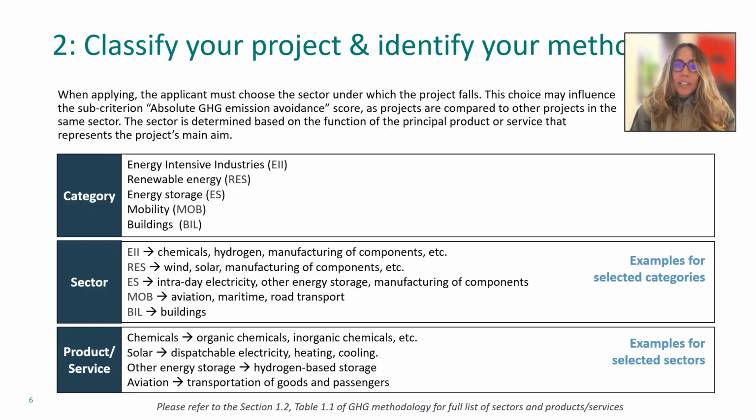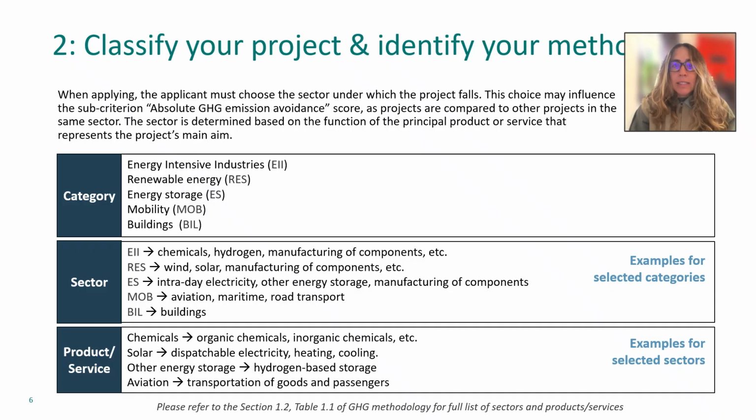So now you have clarity of your project aims. The next step will be to locate the most adequate Innovation Fund category and sector under which your project falls. So we have energy-intensive industry, renewable energy, energy storage, mobility, and buildings.